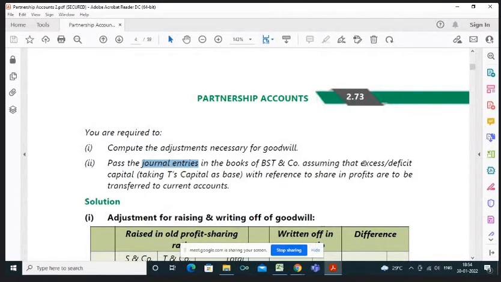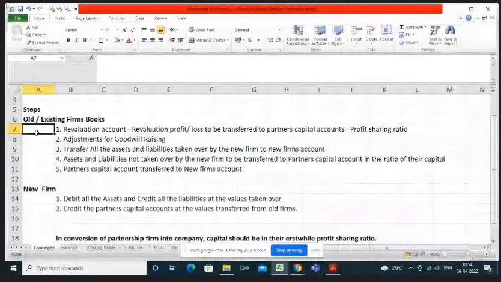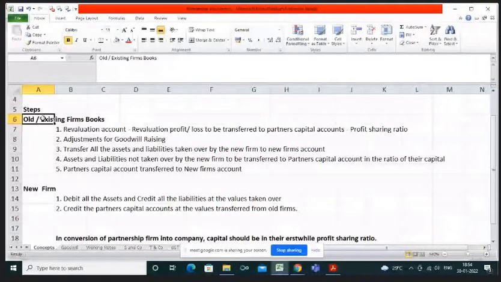They want to adjust the capital balances in the new firm. They want T's capital as base and adjust the other partners' capital. Any excess or shortfall should be transferred to the current accounts. So once we start working out the problem, it will be clear. The concepts will be clear.